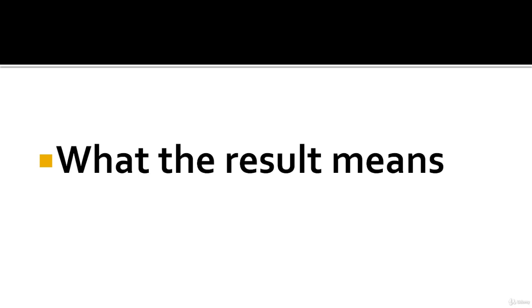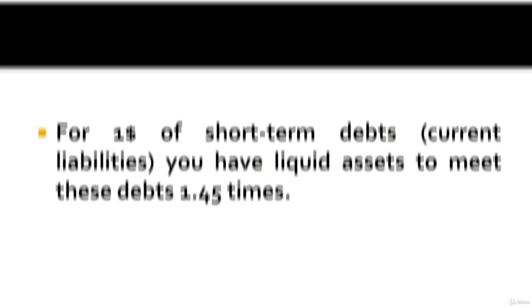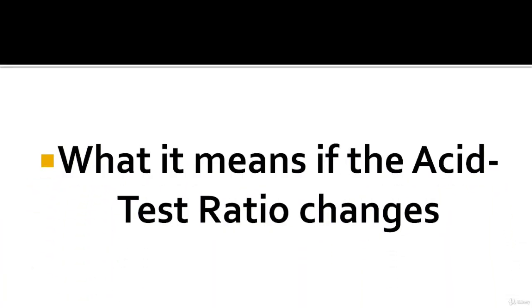Similar to the current ratio, if you have an asset test ratio of 1.64, this means that for each dollar of short-term debts, you have liquid assets to meet this debt 1.64 times. And now, what does it mean if the asset test ratio changes?